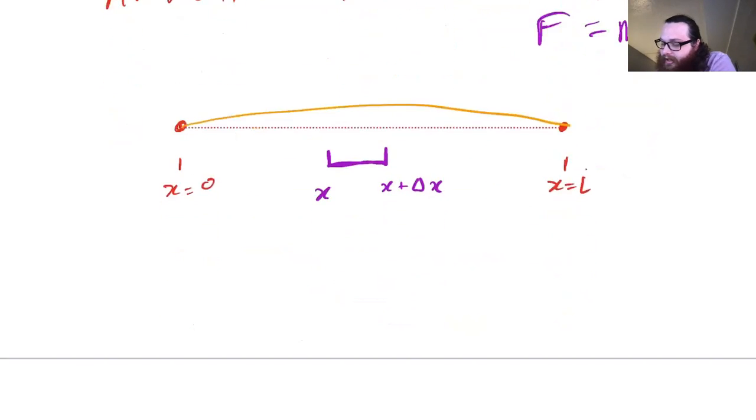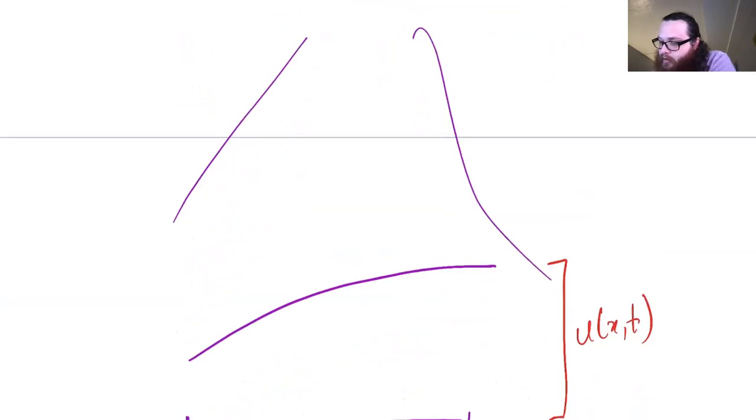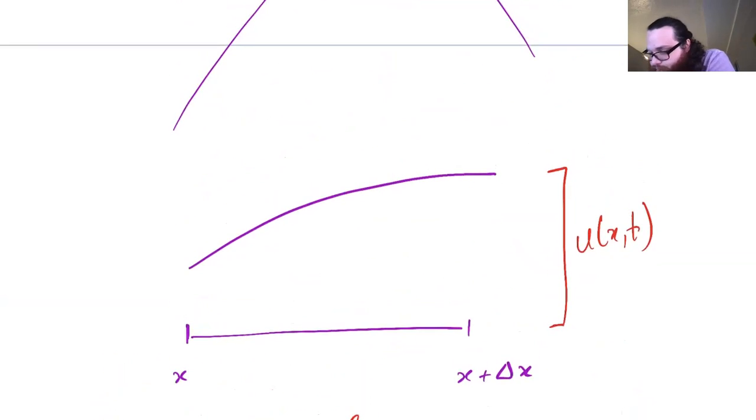If we zoom in on this little interval, we get something that looks like this. The string continues this way, and the string continues that way. The equilibrium position is down here, and the string has been pulled up.